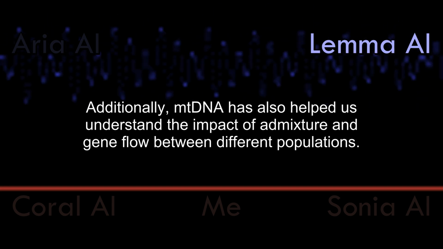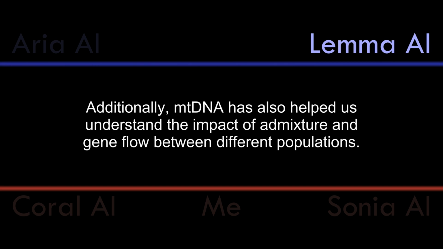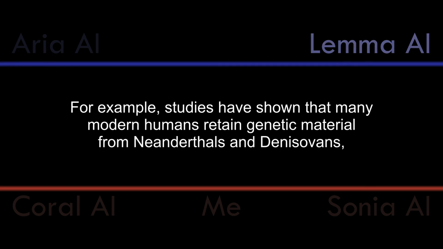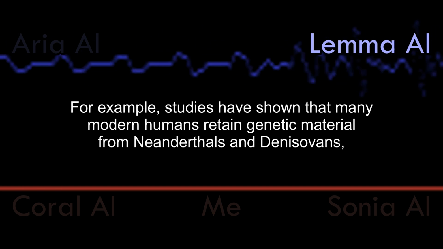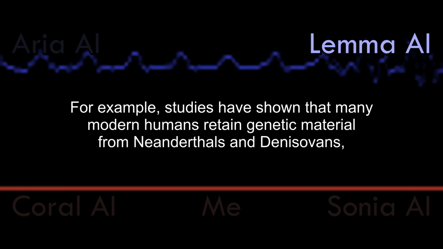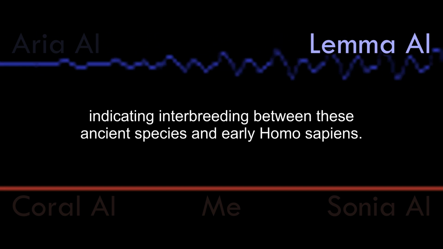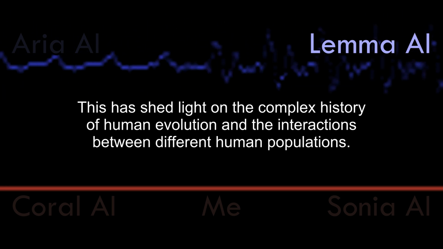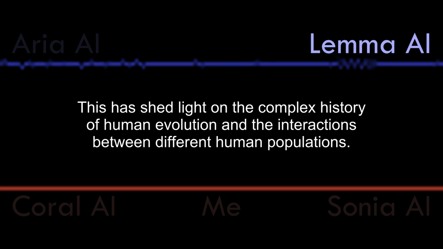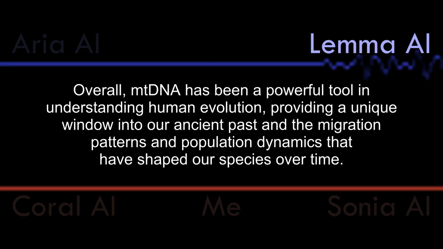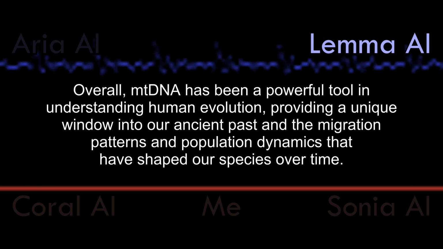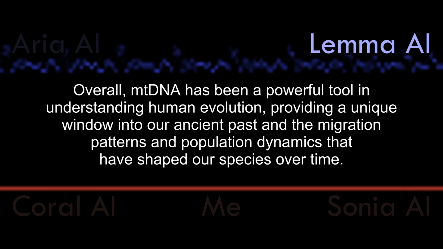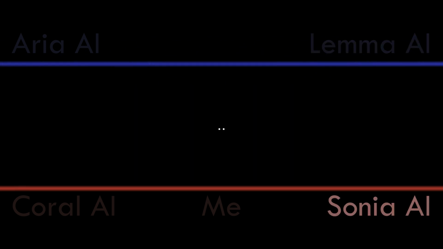Additionally, mtDNA has also helped us understand the impact of admixture and gene flow between different populations. For example, studies have shown that many modern humans retain genetic material from Neanderthals and Denisovans, indicating interbreeding between these ancient species and early Homo sapiens. This has shed light on the complex history of human evolution and the interactions between different human populations. Overall, mtDNA has been a powerful tool in understanding human evolution, providing a unique window into our ancient past and the migration patterns and population dynamics that have shaped our species over time.